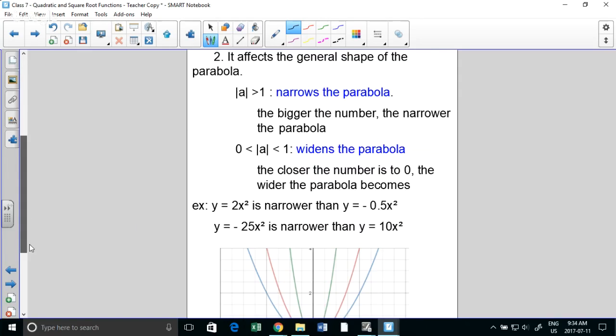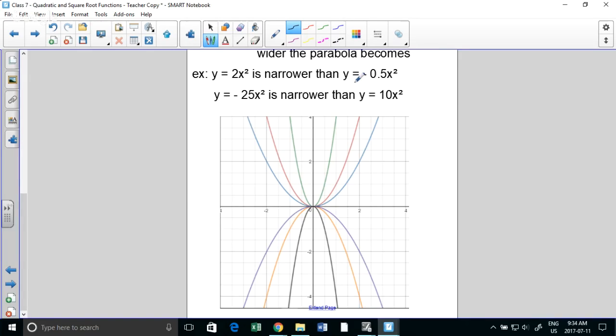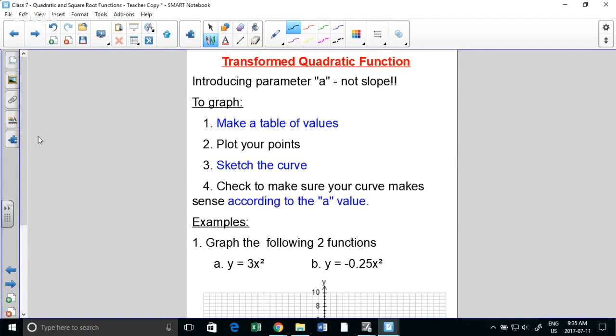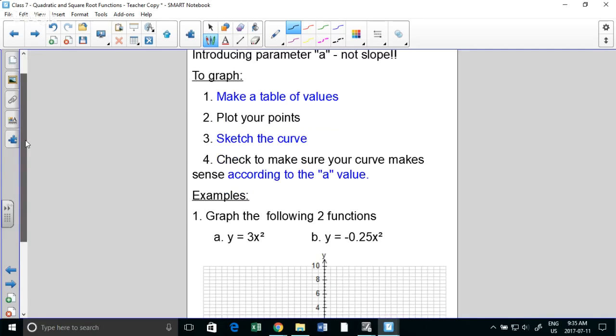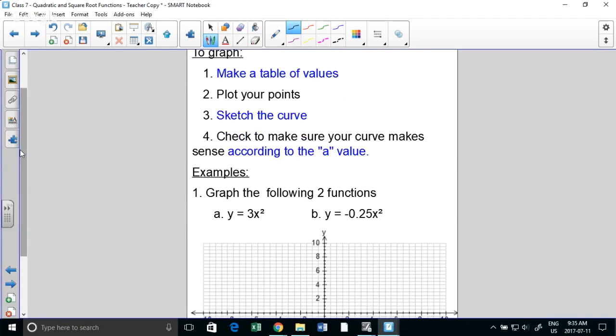Okay. So for instance, we have different types of pictures. So all of these have positive a. All of these have negative a. And the value of a will determine how wide the parabola gets. If you're graphing, make a table of values, plot your points, and sketch the curve. That's all you've got to do.